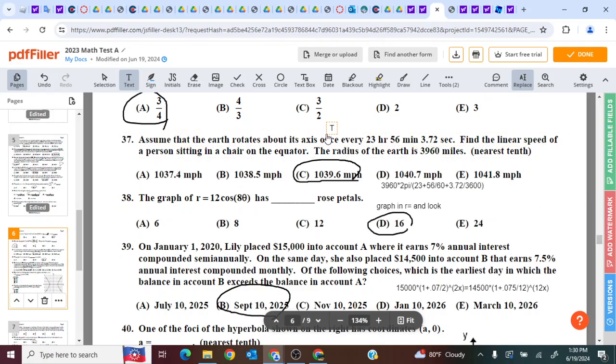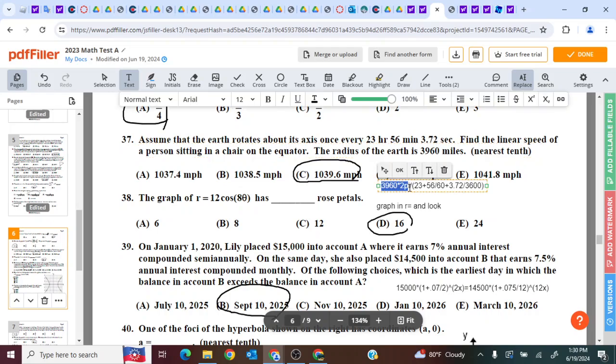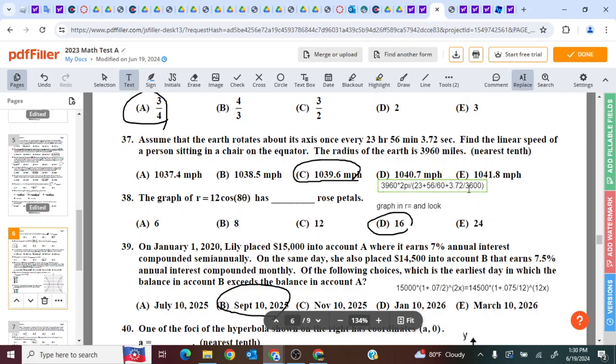37, assume that the Earth rotates its axis that much. Find the linear speed of a person sitting on a chair. Well, in this case, speed is distance over time. Your distance is the circumference of the Earth at the equator. So that's simply radius times 2 pi. And then you divide by the amount of time it took. 36 hours, 56 over 60 hours, minutes convert to hours, and then seconds convert to hours. And then if you do that, you'll get 1,039.6 miles per hour.